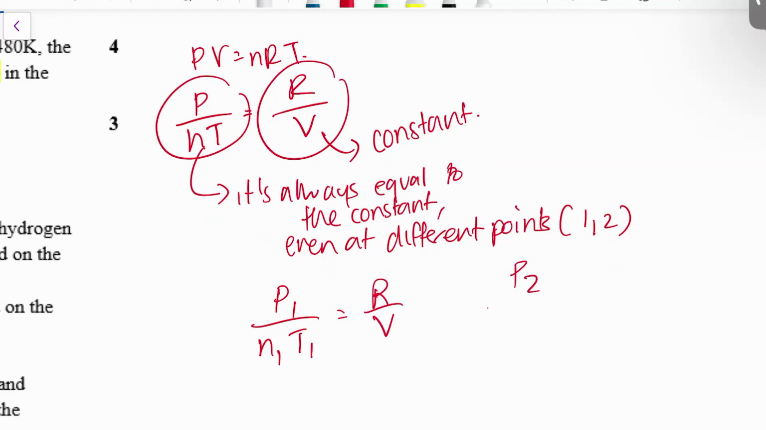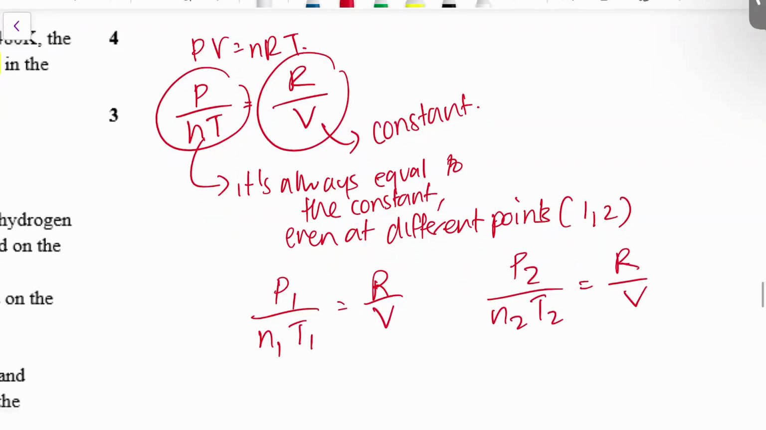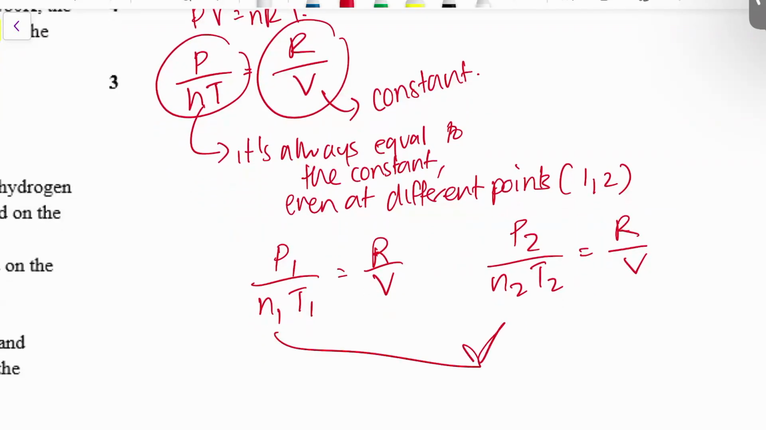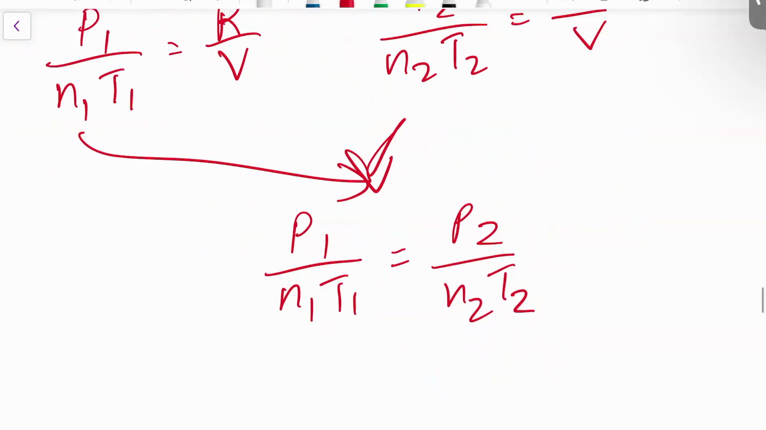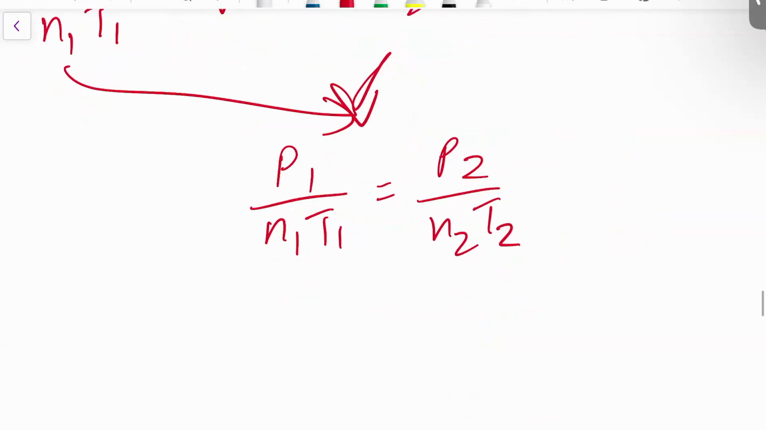And then at another point, P2 on n2 T2 is equal to the constant. So all that means is I combine these two together, you get P1 on n1 T1 is equal to P2 on n2 T2. And notice how this looks like a version of some of the gas laws you've got. You've got Gay-Lussac's, Boyle's, Charles's, and Avogadro's. This is a version of that. So this is the equation we're going to use.